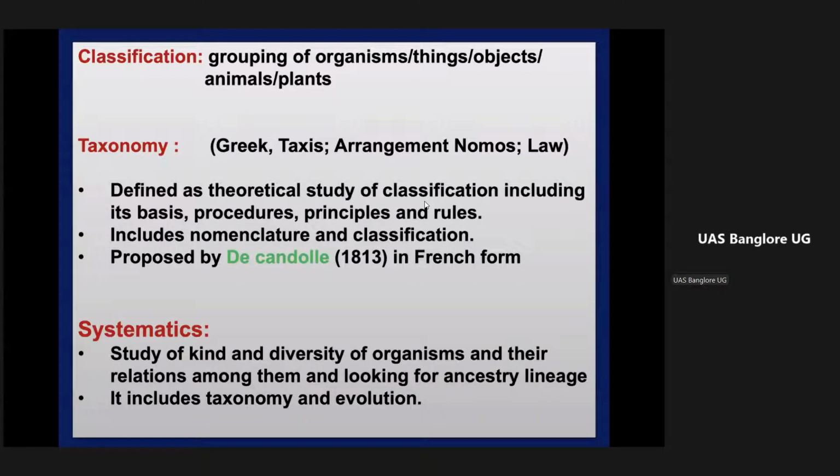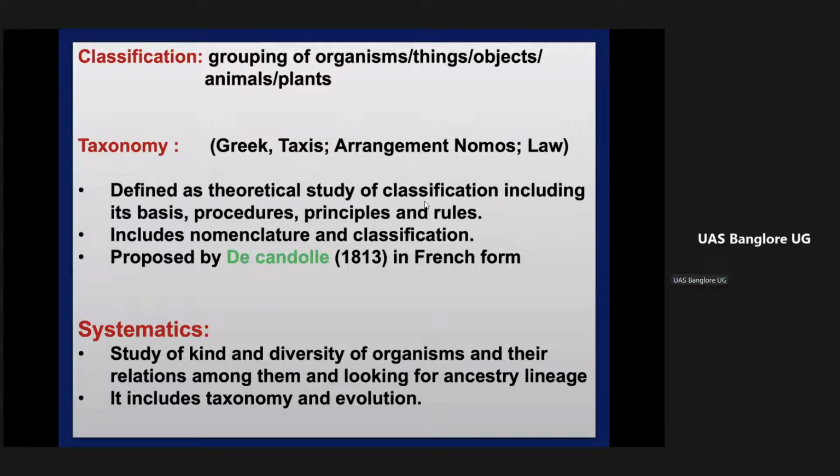Then what is important for us is the classification. Classification is nothing but grouping of organisms, things, objects, animals, and plants. So this is what we do. We always do that. Suppose we have a class tomorrow, we'll put all our notes which are there for tomorrow. So we are grouping them. Suppose you are going on a trek, you will pack all of the material which is required. Like you have your mobile, you have your chargers, you have your power bank, you will have an umbrella, you will have the backpack, you will have a sleeping bag.